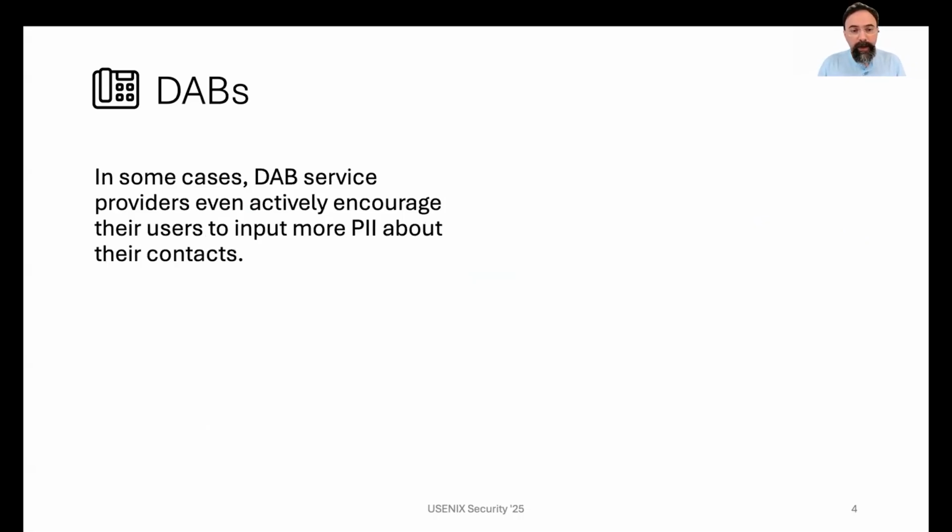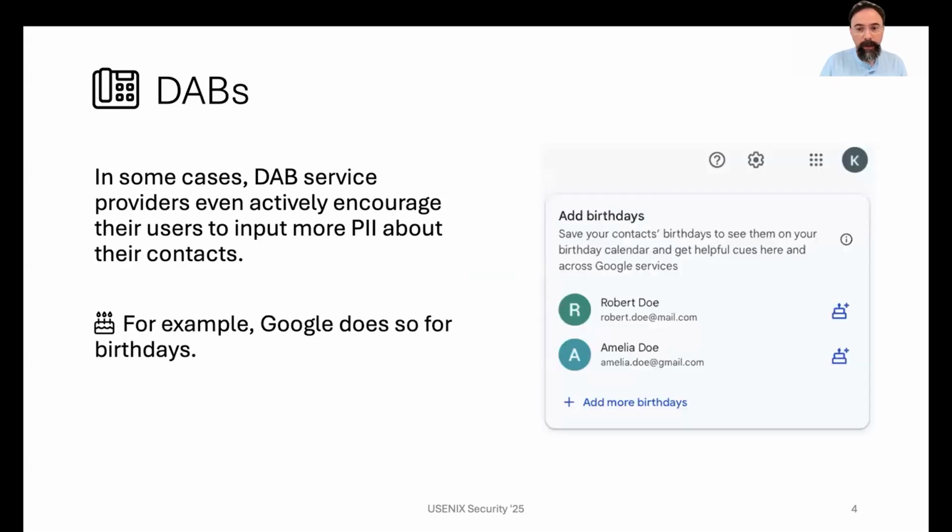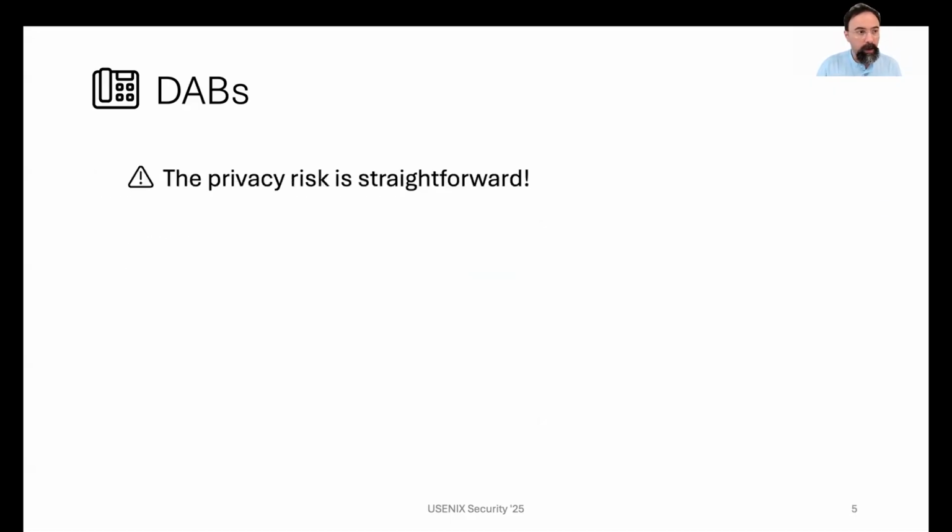So DApps are a textbook example of interdependent privacy indeed. Beyond these prevalent practices of using DApps by users, DApp service providers can also go further. For example, they can actively encourage users to add more PII about their contacts. As you see here, Google Contacts prompts users to enter their contacts' birthdays. The privacy risk is direct and straightforward. There's no need for complex inference here.